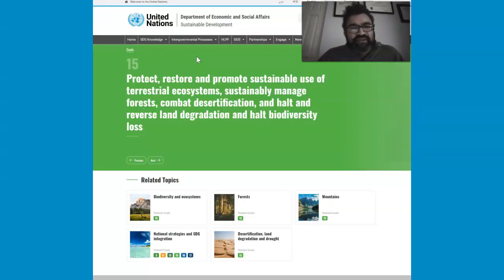Now, in this additional segment, I'm just going to read to you Sustainable Development Goal number 15. I did introduce it to you at the beginning, but did not actually read it. So here it goes. Protect, restore, and promote sustainable use of terrestrial ecosystems, sustainably manage forests, combat desertification, and halt and reverse land degradation, and halt biodiversity loss. So this is a very strong declarative goal, number 15.